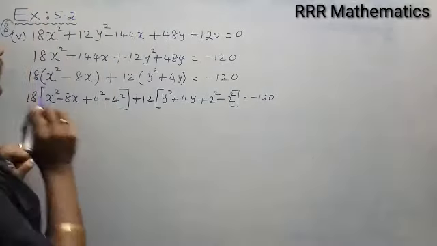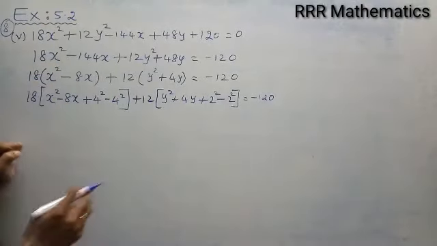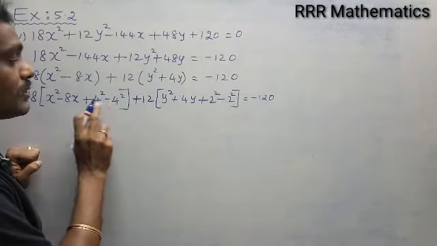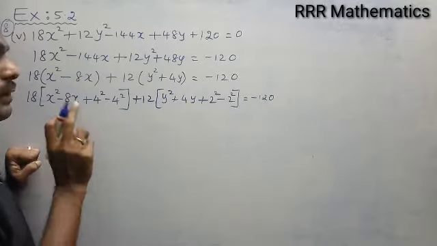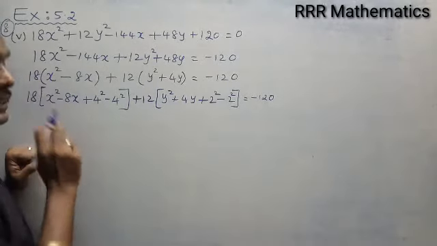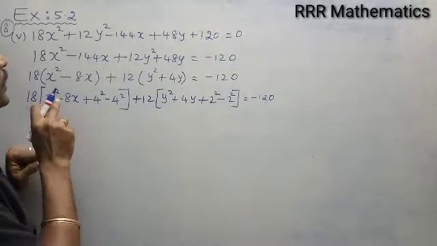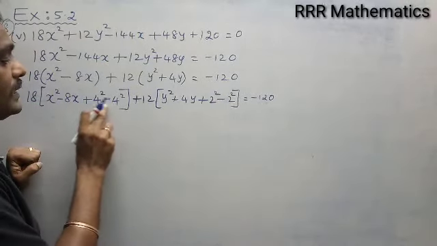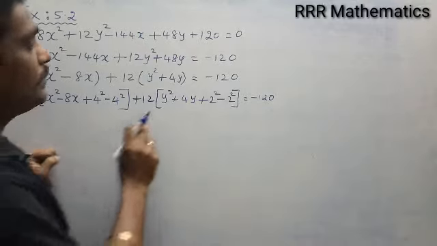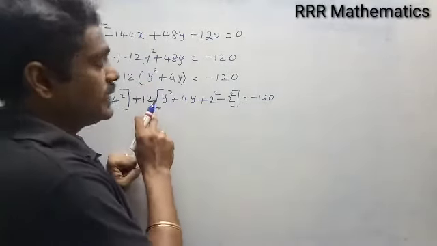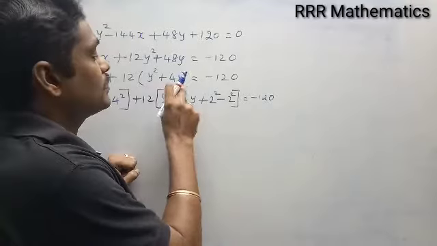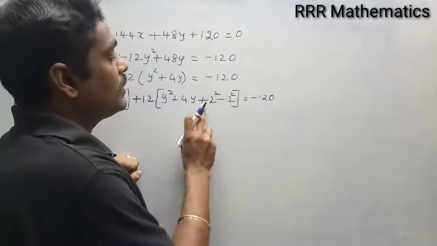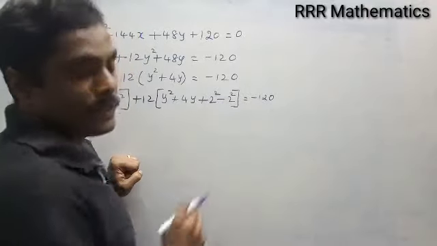I will repeat. Very first step, take the x² coefficient as common. Next step, divide the x coefficient by 2, square it, and add and subtract the result. Similarly here, take the y² coefficient as common. Afterwards, y² + 4y I have. Just divide the y coefficient by 2. It gives 2. So add and subtract the squares, plus 2² minus 2².